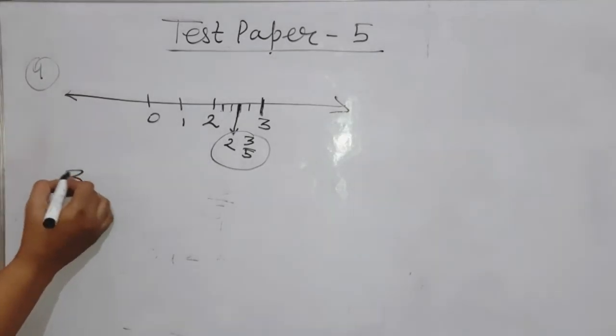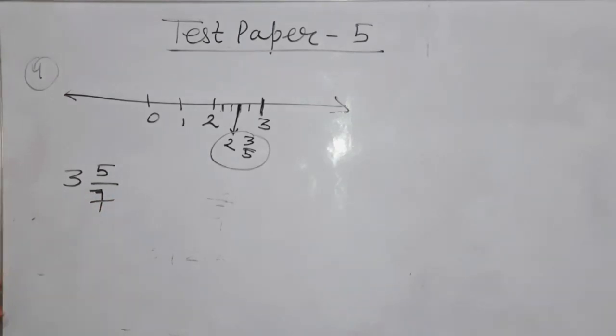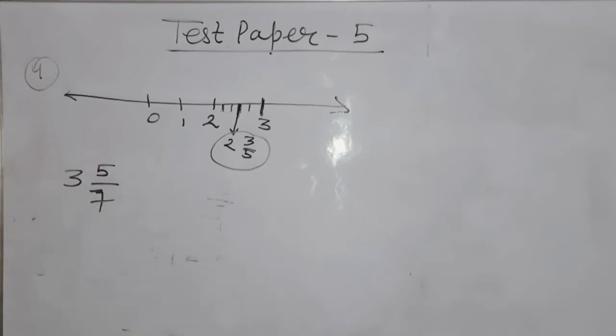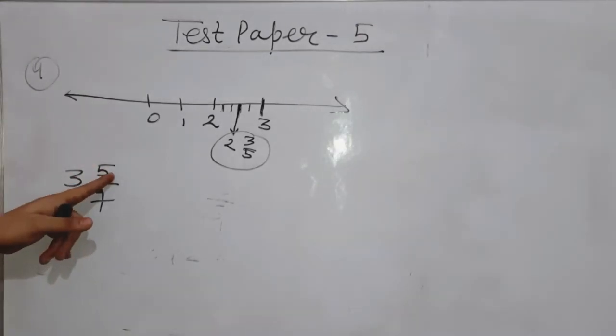For example, you have to represent 3 5 upon 7 on the number line. 3 whole 5 upon 7. So this point lies between 3 and 4. And how many divisions will be there between 3 and 4? Check the denominator. The denominator is 7. So between 3 and 4 there will be 7 divisions, and we have to mark the fifth point.